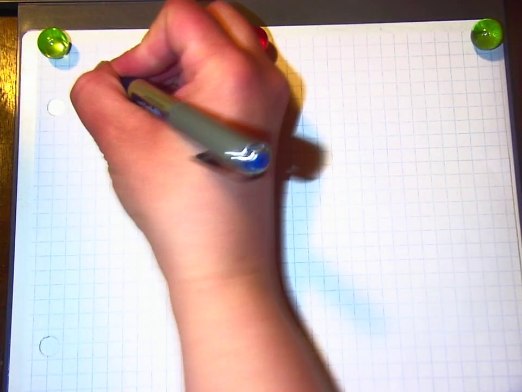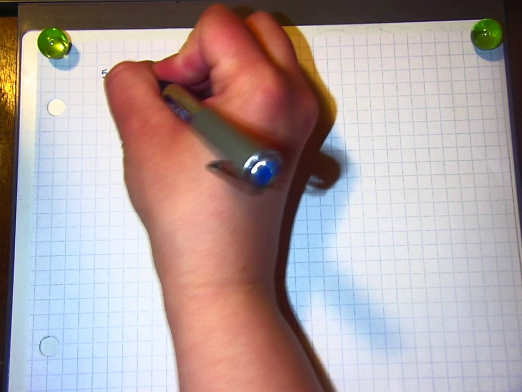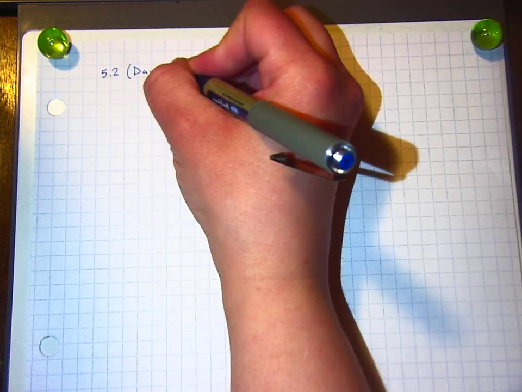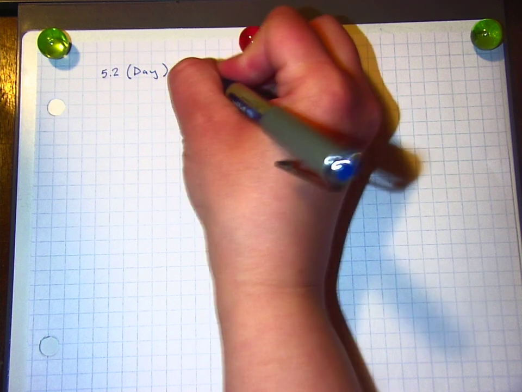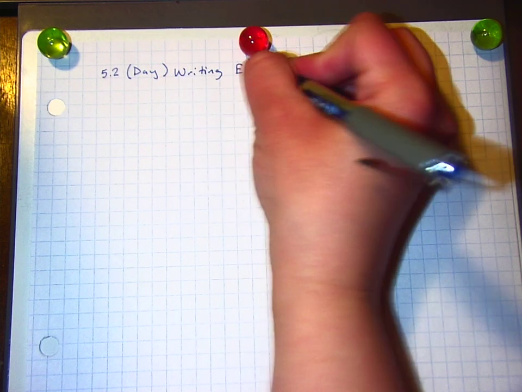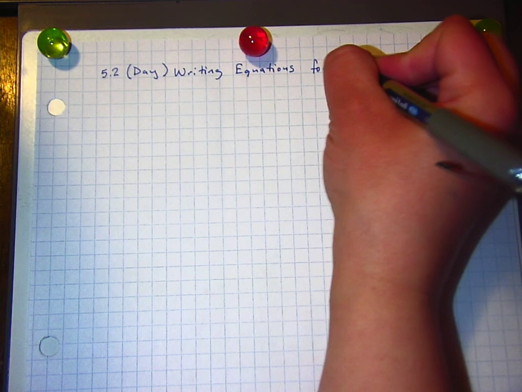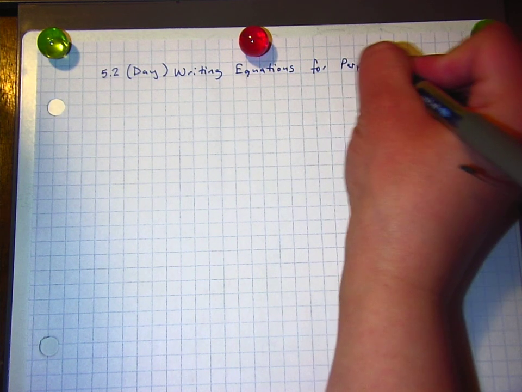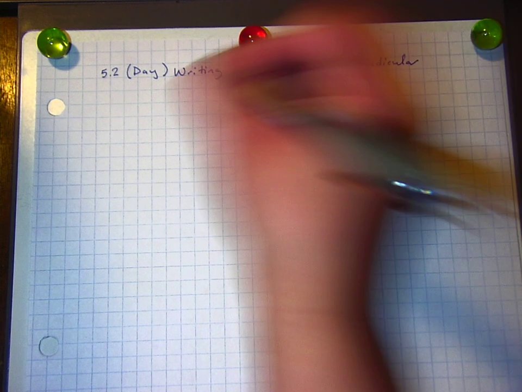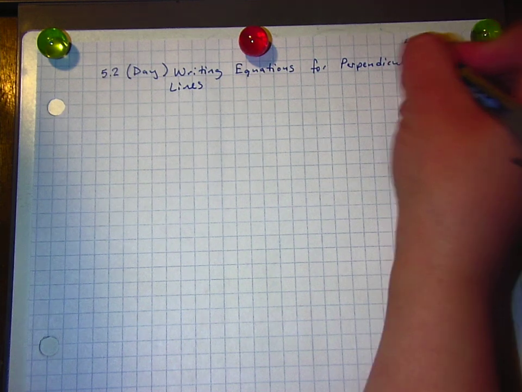Okay. So today we're doing 5.2. This is day 2. And we are writing equations for perpendicular lines. Today is the 23rd.